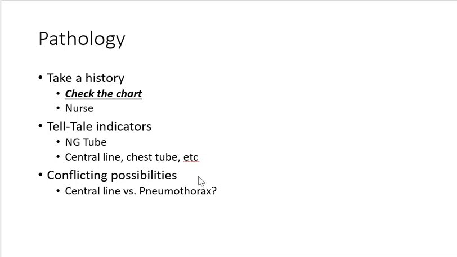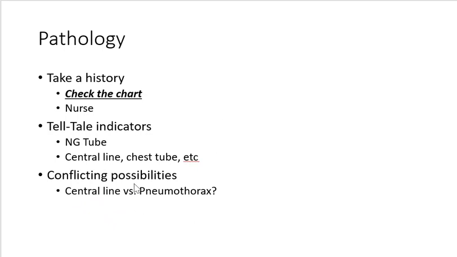Was this chest tube because the patient had a pneumothorax? So understand what your telltale indicators are, check the history, and understand that whenever you're taking an image for central line versus pneumothorax, which is more important? If you have conflicting possibilities, again, go back and check with the nurse, and you could even ask the patient, okay, they've got a central line in, how hard was it for the doctor to put the central line in? And if the patient says, oh, it was brutal, it took him 20 minutes to get it in there, then that's an indication that you may have a pneumothorax.